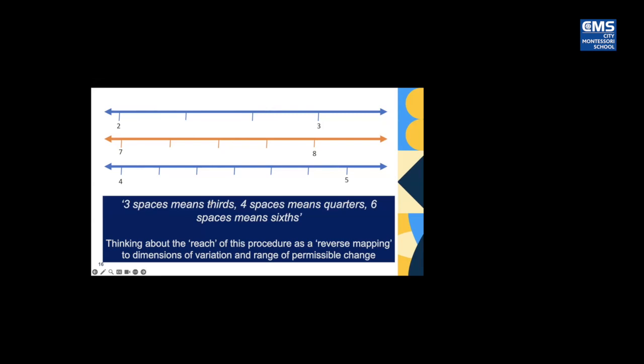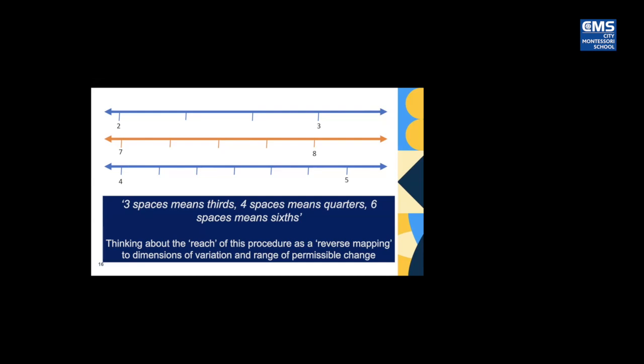The kinds of things that the children in the class were saying were, well, 3 spaces means thirds, 4 spaces means quarters, 6 spaces means sixths. Now they're already starting to grasp at a kind of generality here. So this was interesting for us.